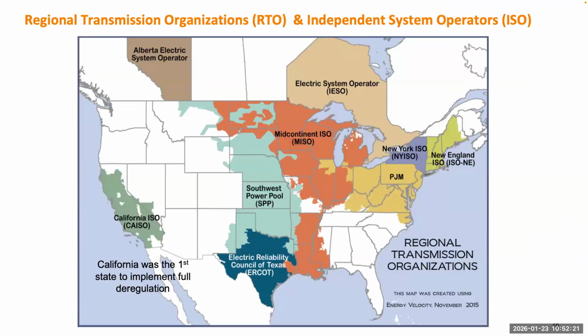Okay, so this map shows all the ISOs we have, not in the US, just in US, in North America. When we say independent system operators, there are seven ISOs in the US and 2 ISOs in Canada. So totally there are 9 such organizations. Basically they don't own any infrastructure or facility of the system, but they operate the power system in that area.